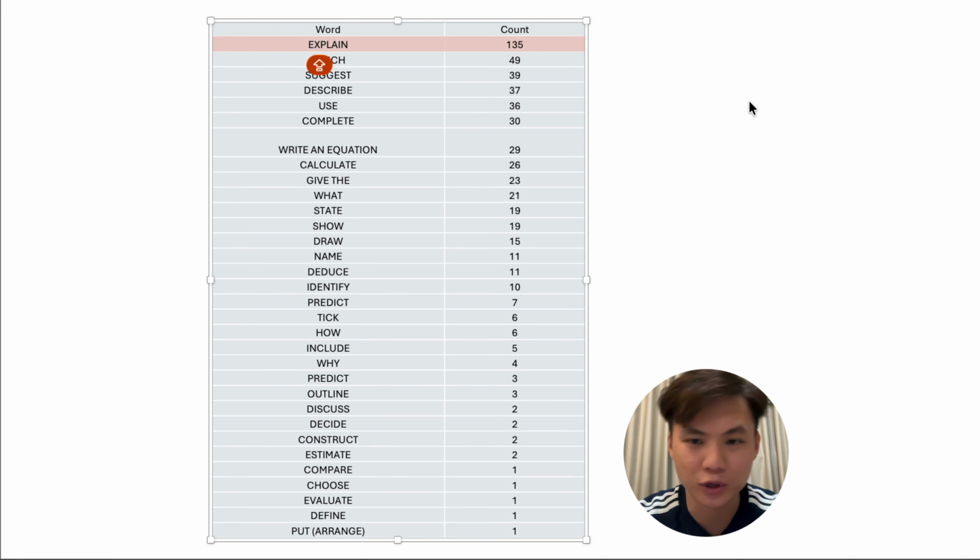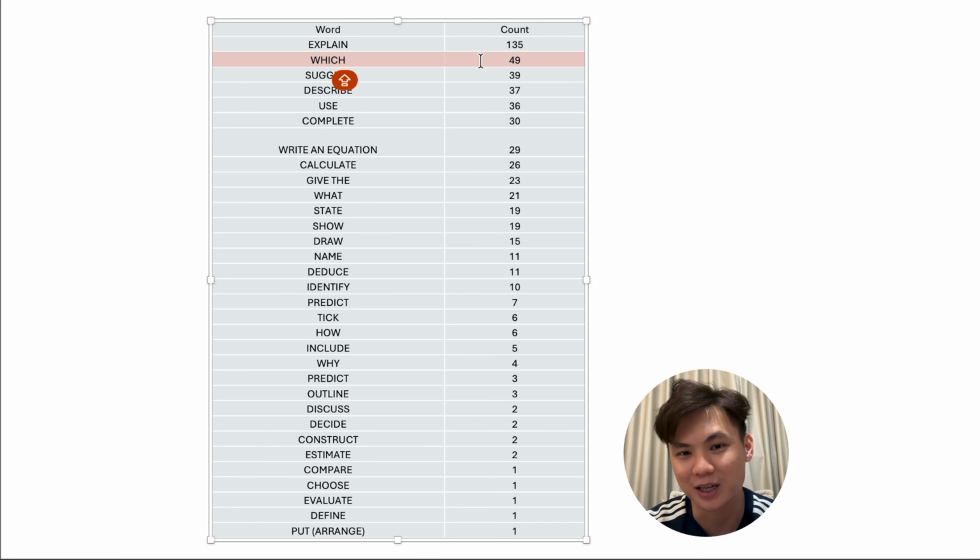If you want to find the average amount of occurrences per paper, you just have to divide it by 10, right? You just move the decimal point one forward. So explain has 135 counts, a whopping 135 counts. Even the second one, which is "which", has only 49 counts. So you can guess it, it's really a lot more than even the second one.